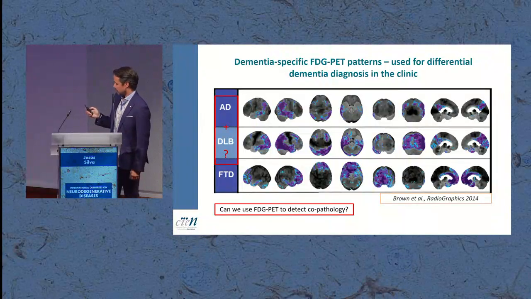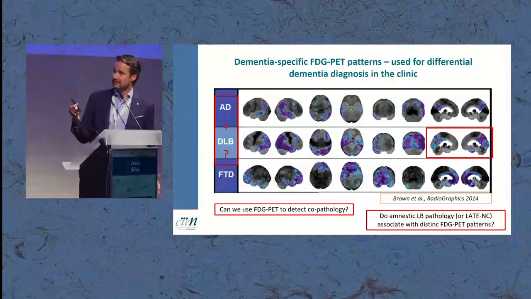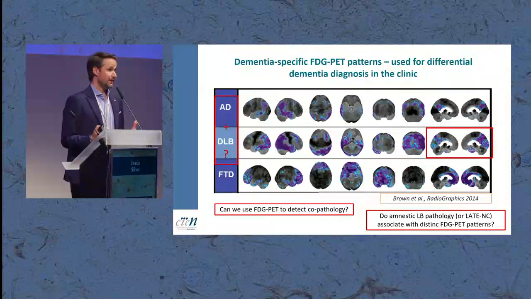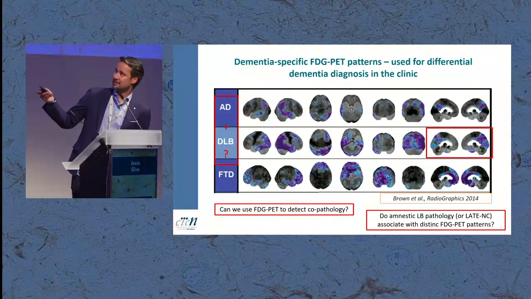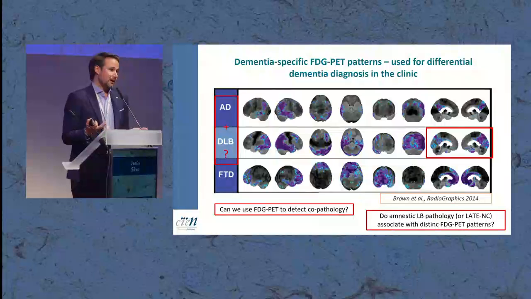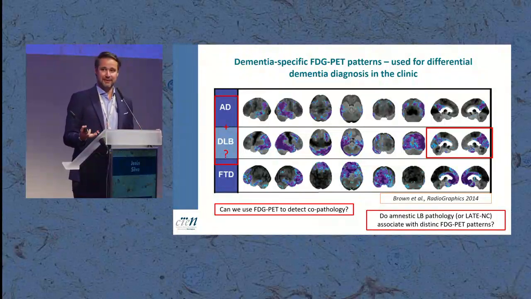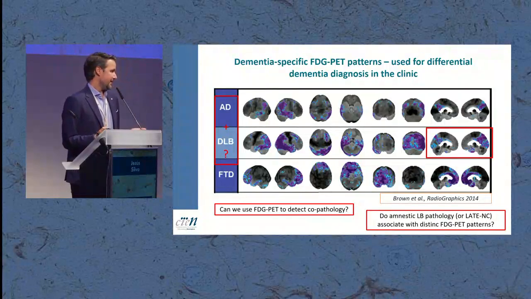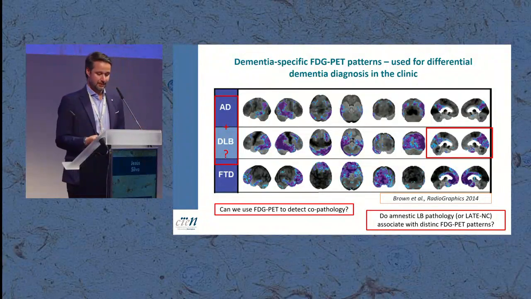And another question would be, if a patient that has an amnestic phenotype and doesn't exhibit any DLB characteristics would still exhibit this pattern that we have derived from patients that actually have DLB, so maybe it's more closely associated with DLB clinical presentation rather than the actual neuropathology.